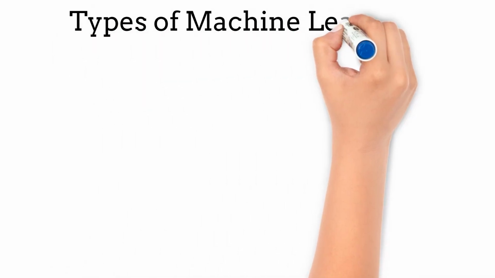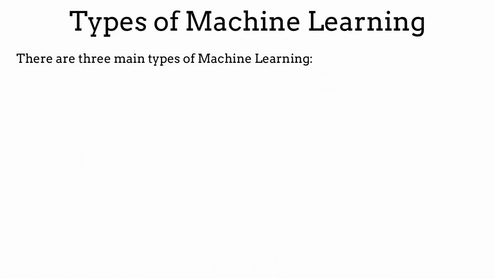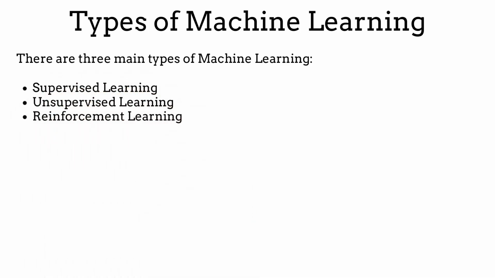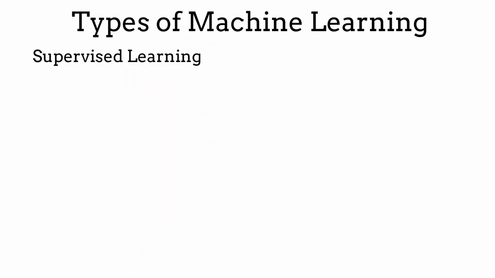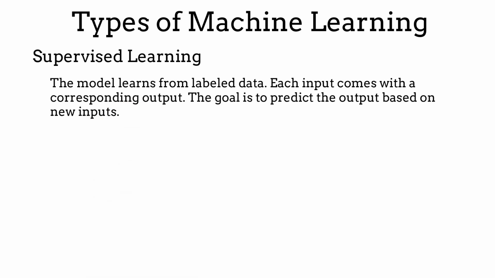Now, machine learning isn't just one thing, it comes in a few different flavors. Let's talk about the three main types: supervised learning, unsupervised learning, and reinforcement learning. Supervised learning, the model learns from data that's already labeled. That means for every input, like the size of a house, the correct output, like the price of the house, is already known. The model's job is to learn the relationship between the inputs and outputs so it can predict the output for new data.